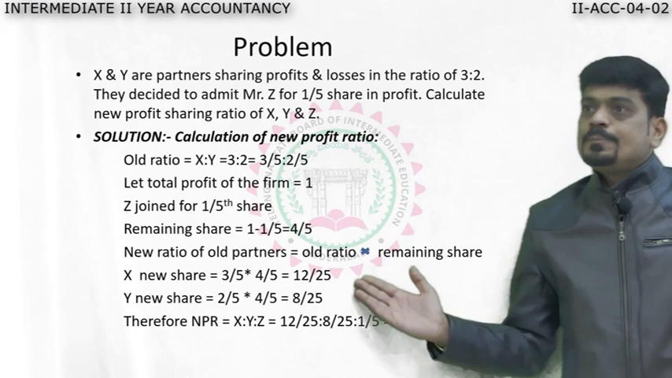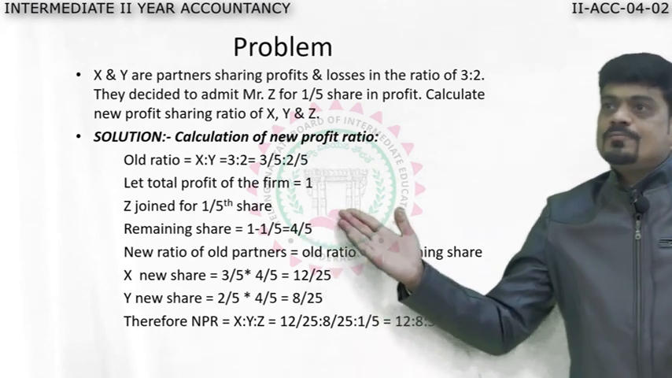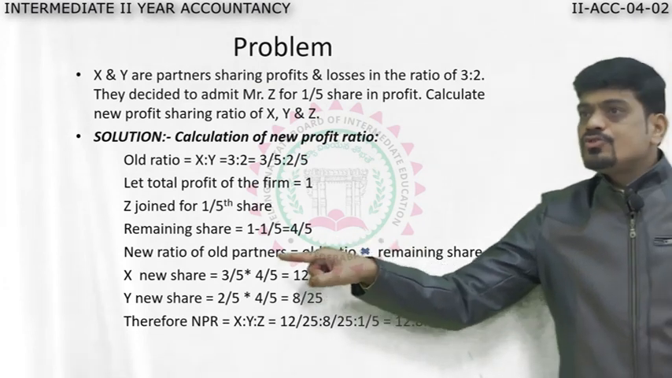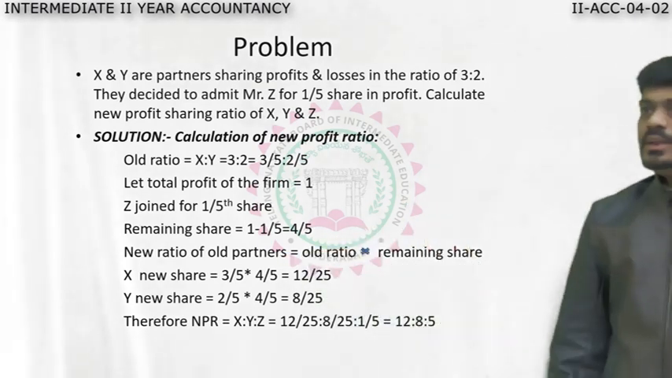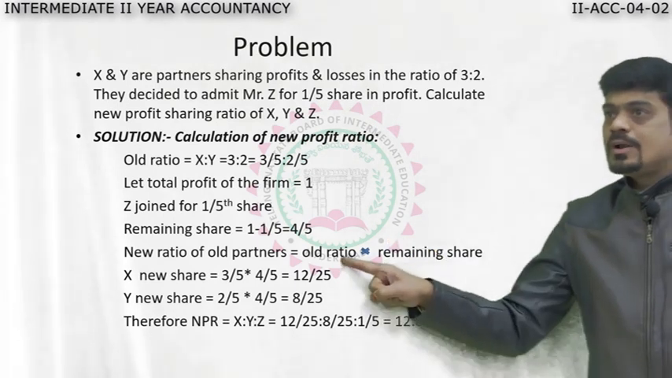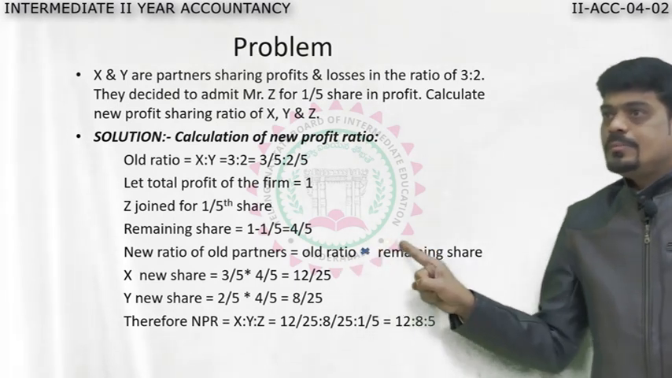If we cross multiply, 5 ones are 5. 5 minus 1, 4. 4 by 5. Then comes the new ratio of old partners. How to find? Old ratio into remaining share. This is the formula. Old ratio into remaining share.